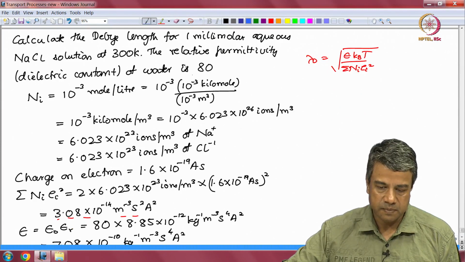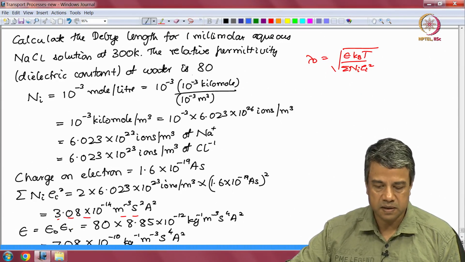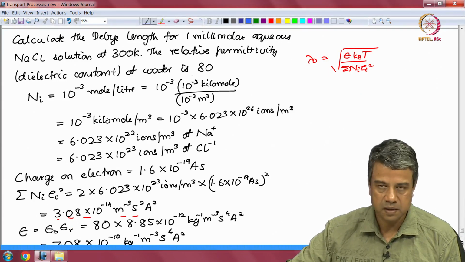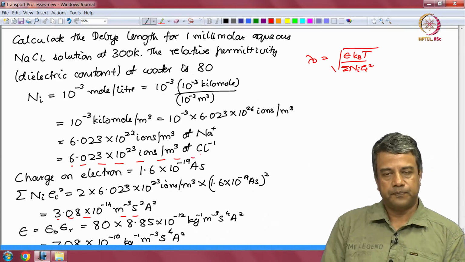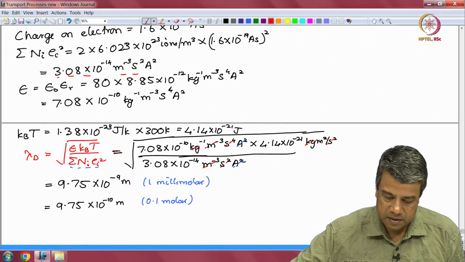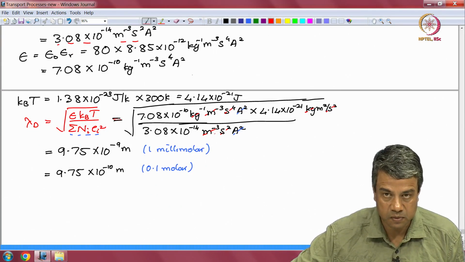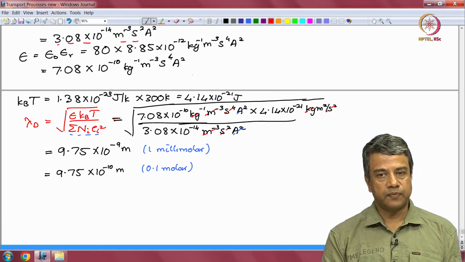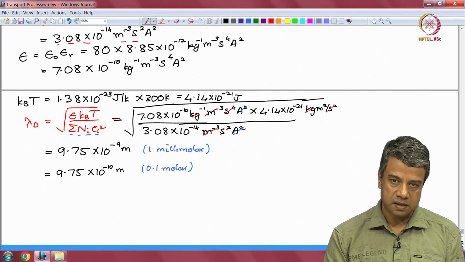So, we had done the calculation of the Debye length for a 1 millimolar solution. 1 millimolar is 10 to the power minus 3 moles per liter, which is 10 to the power minus 3 kilomoles per meter cubed. Since we are working in SI units, we should reduce it to all meter cubed, and this is the number of ions per meter cubed. And based upon this, we had calculated the Debye length. It varies between about 10 nanometers for a 1 millimolar solution to about 1 nanometer for a 1.1 molar solution. As the ionic strength increases, the Debye layer thickness decreases as 1 over the number density of ions.